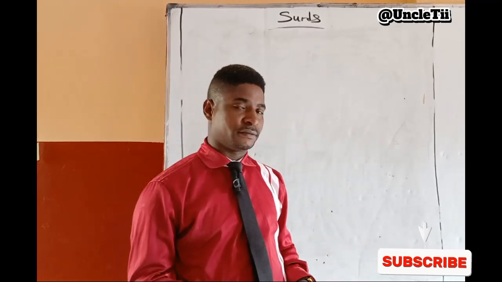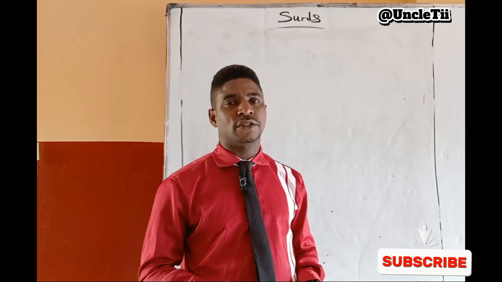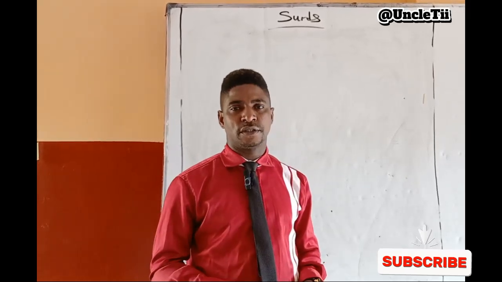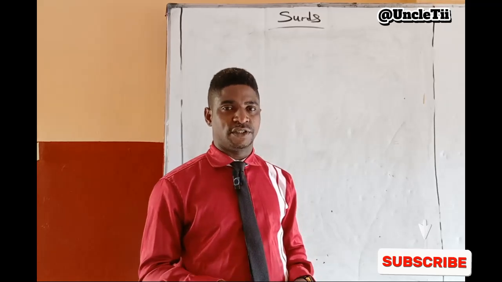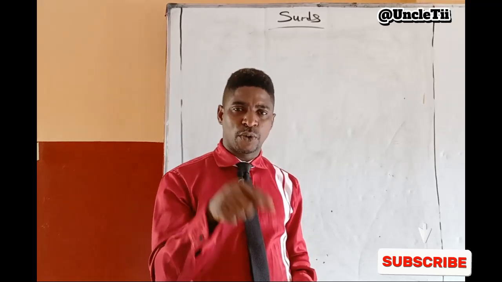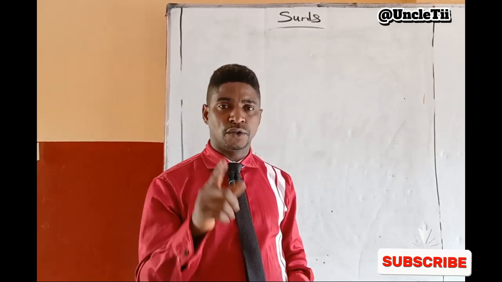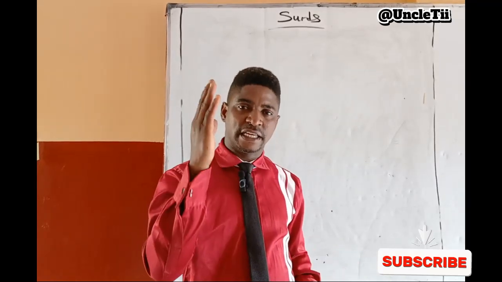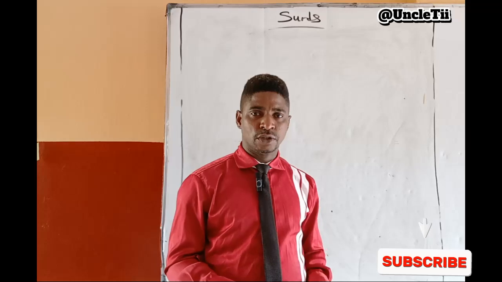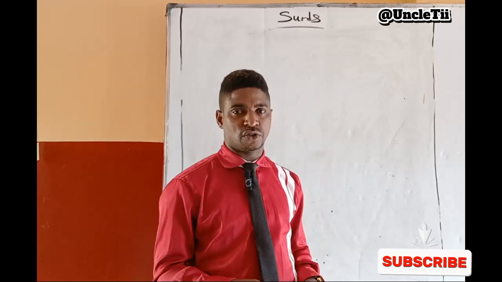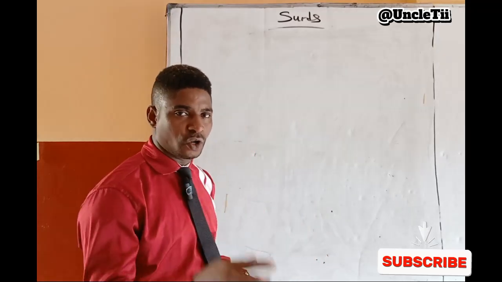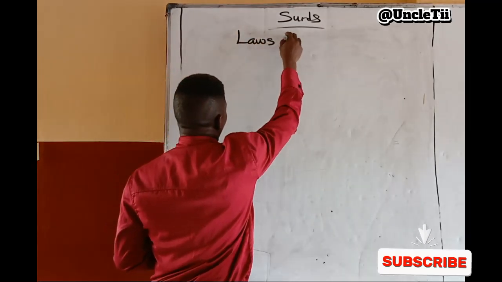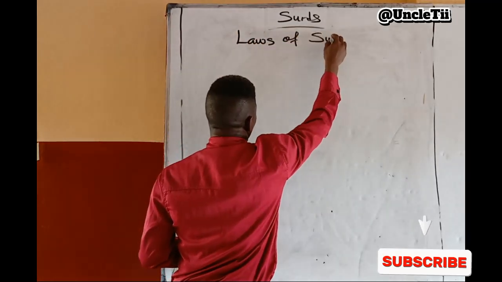We are looking at surds. We have looked at the definition of surds. We established in the last video that surds are square roots of non-perfect squares, and by extension that they are irrational numbers. Today we want to look at the laws of surds. The laws of surds.